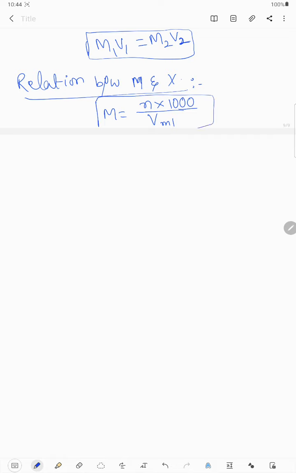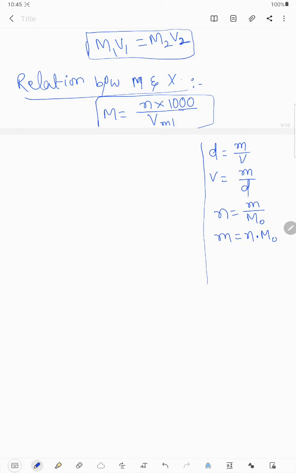Now density is equal to mass by volume. Volume is equal to mass by density, and also number of moles is equal to mass divided by molecular mass. Mass is equal to number of moles into molecular mass. So we need to remember these conversions.